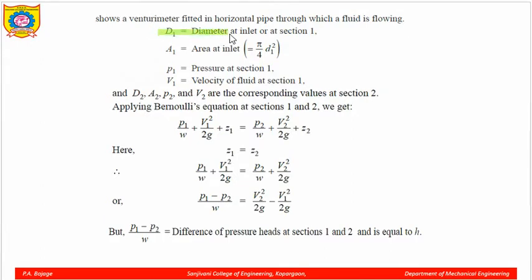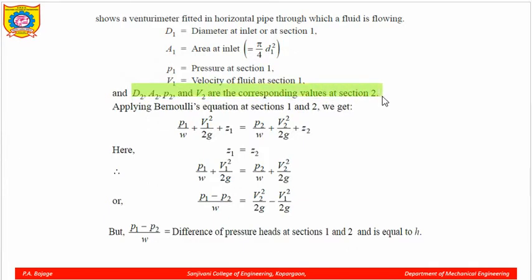Where D1 is the diameter of the inlet section. Consequently the area will be A1, that is pi by 4 D1 square. Pressure P1, that is pressure at section 1, the inlet section. V1 is the velocity at section 1, and corresponding values D2, A2, P2 and V2 for section 2.